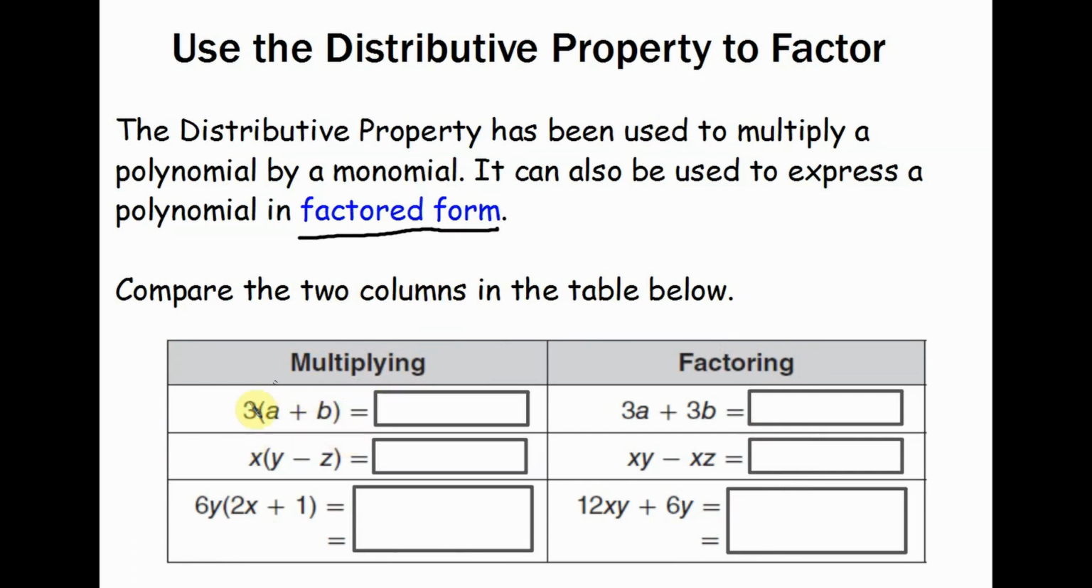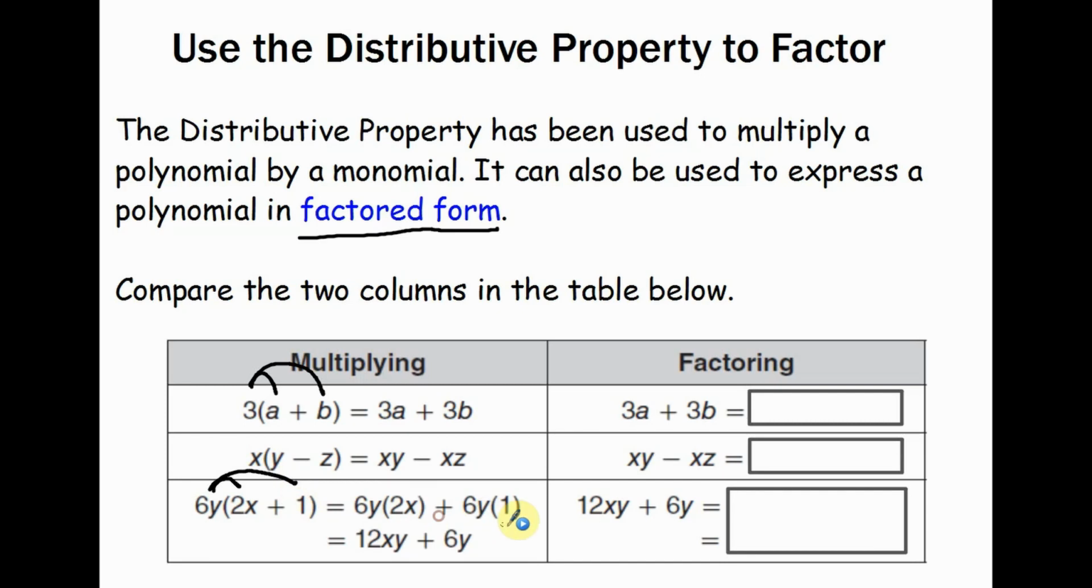When you are given an expression and told to simplify it, you multiply 3 times a and 3 times b, and you get 3a plus 3b. And when you have 6y times 2x plus 1, you multiply 6y to each term, and you get 12xy plus 6y.